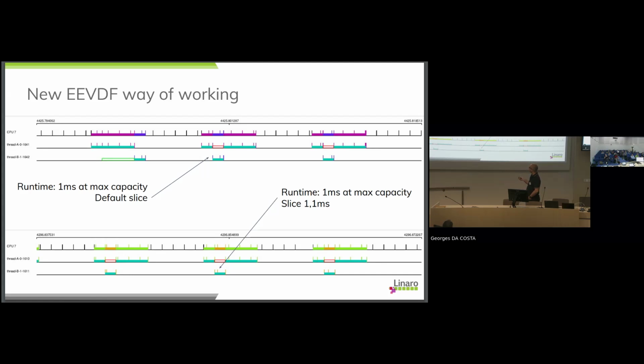And on the bottom part, I have reduced the slice of this short task, and effectively, you run first. So it's a 1 millisecond running task, and I set the slice to 1.1. So I take this 10% margin. So for that, I would say it's okay.